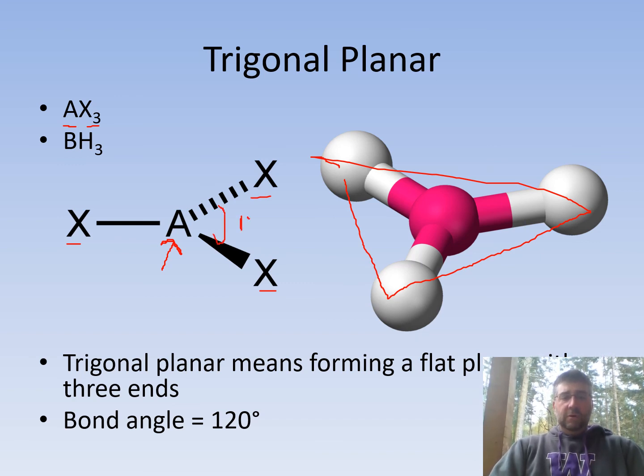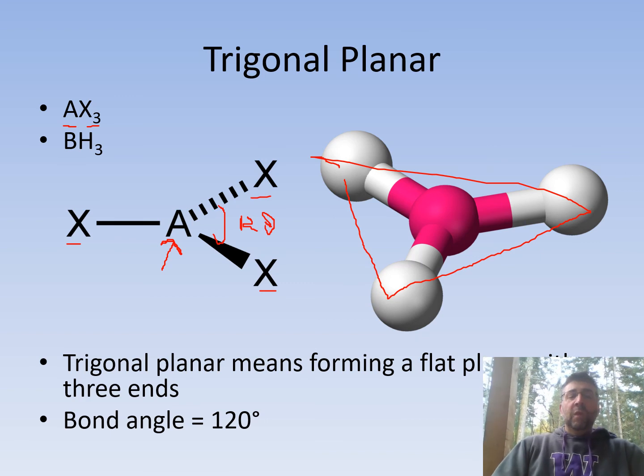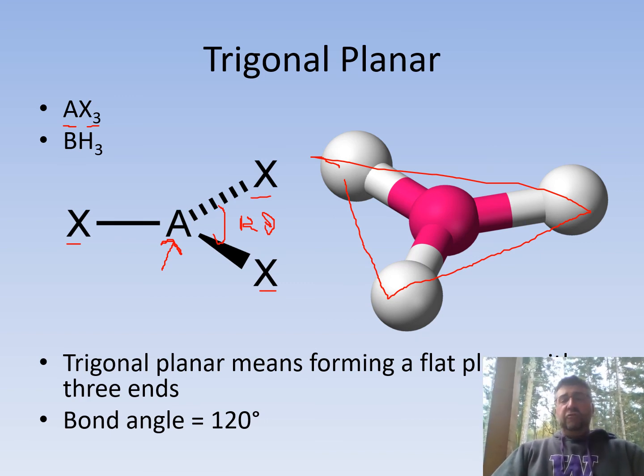It's hard to write, but that's supposed to be a 0, 120 degrees. We call this shape, so I want you to put that at the bottom of that particular box, we call that shape trigonal planar. The reason we call it that is that it makes a triangle, that's where the trigonal comes from, and it's all on the same plane. So it's not a 3-dimensional shape, it's only a 2-dimensional shape. So we say it's trigonal planar, it's a triangle going on one plane.